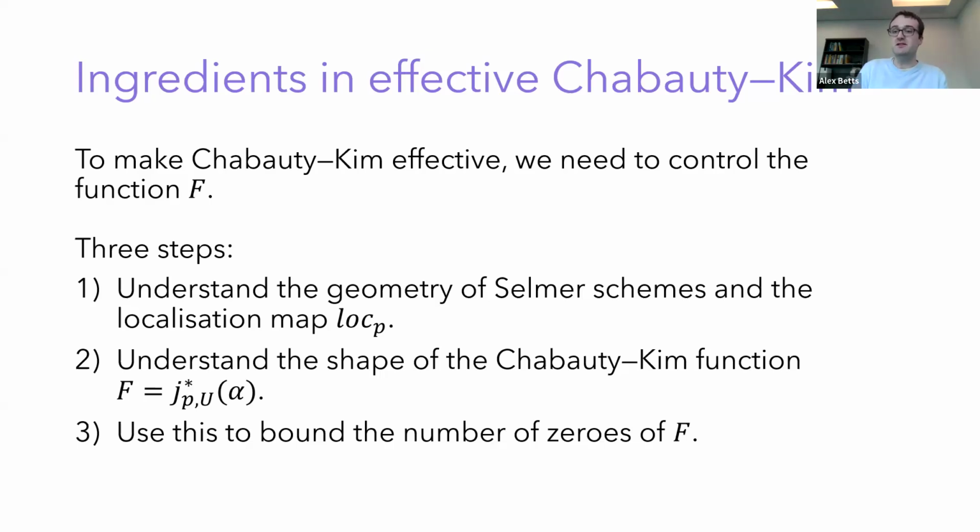Then once you've done that, you should be able to convert this into saying something about what this Chabauty–Kim function looks like, so something about the shape of f. And then once you understand the shape of f, you want to translate this into a bound on the number of zeros of f, and hence the number of rational points.